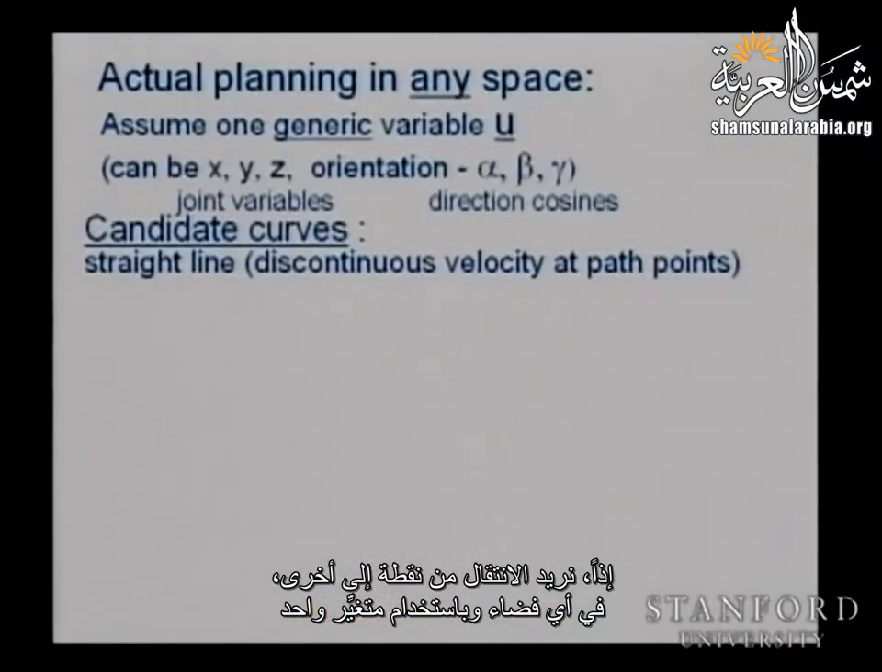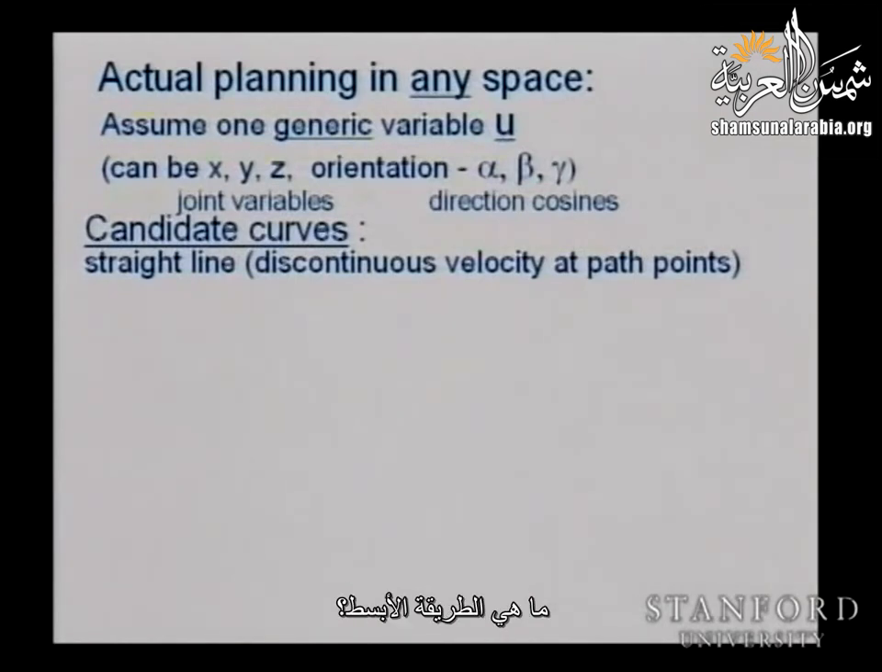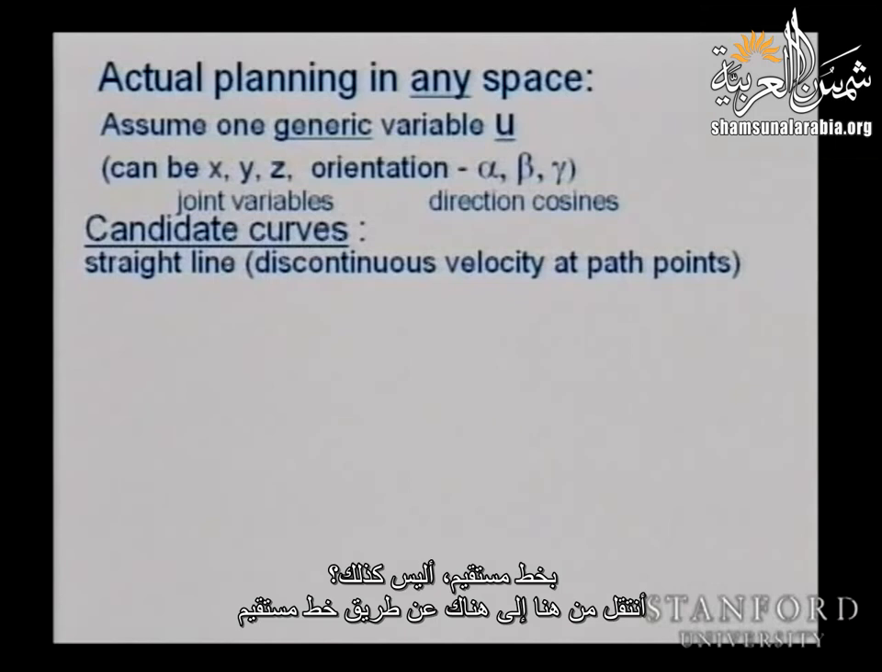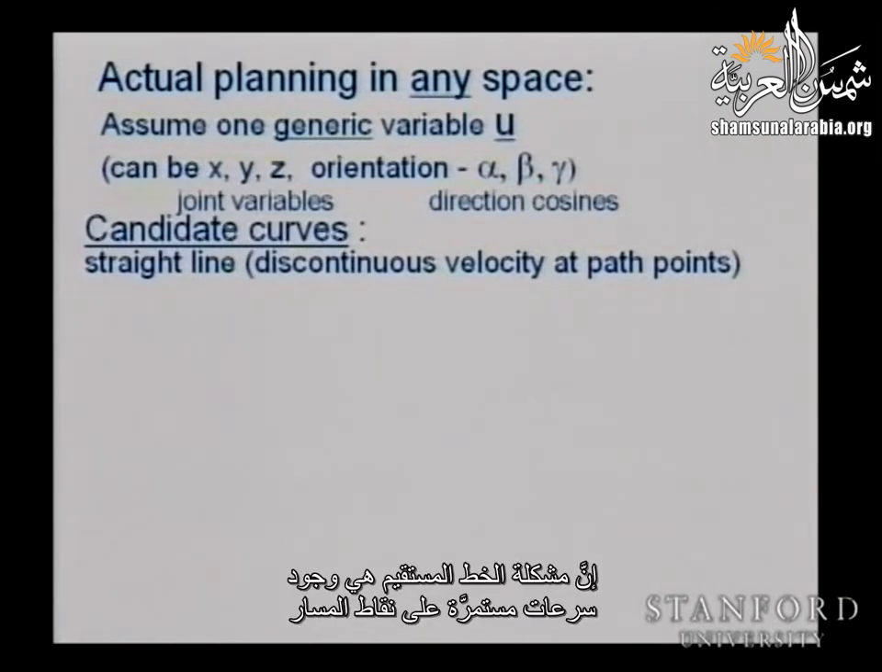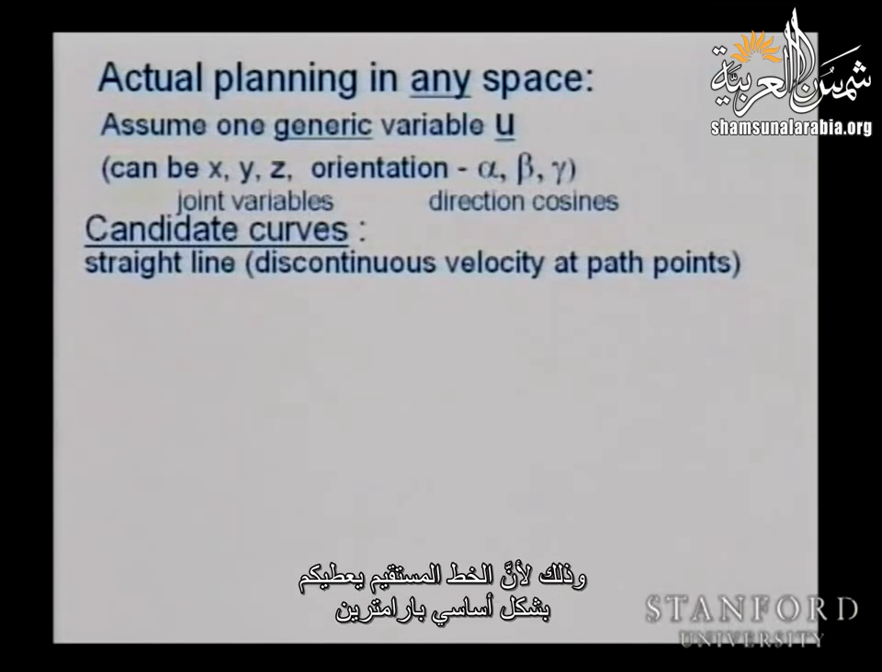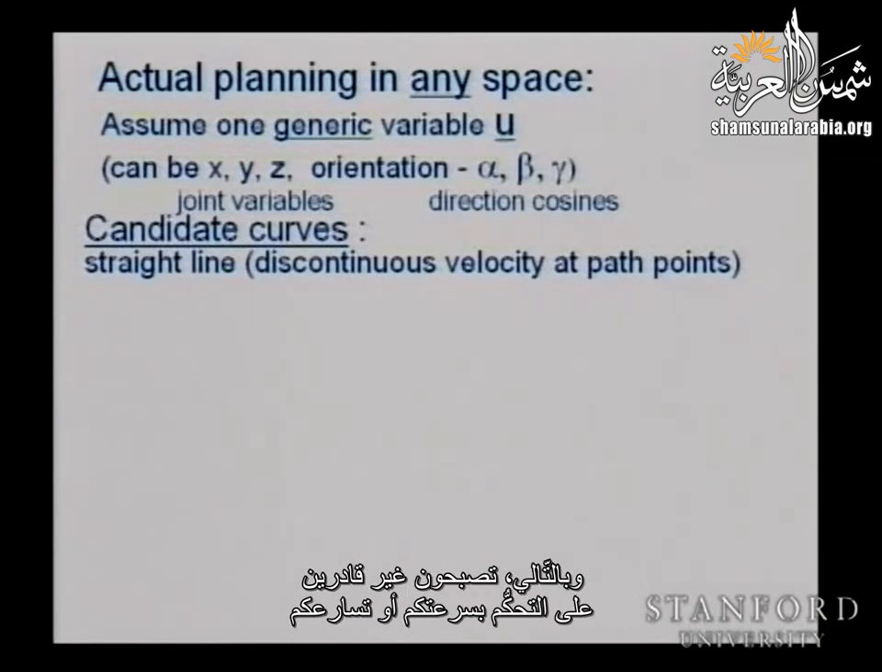Okay, we want to go from one point to another point. Any space, one variable. What's the simplest way? Straight line, right? I go from here to there along a straight line. That's my simplest trajectory. The problem with the straight line is that we have discontinuous velocities at the path points, right? Because a straight line only gives you basically two parameters, and you're not in control of how fast you go or acceleration.